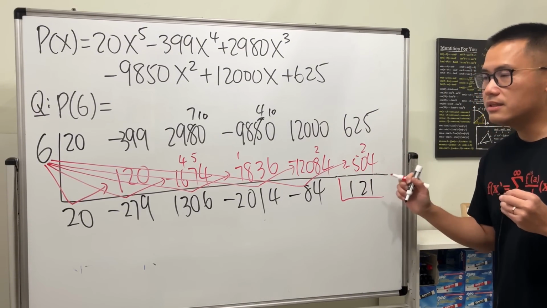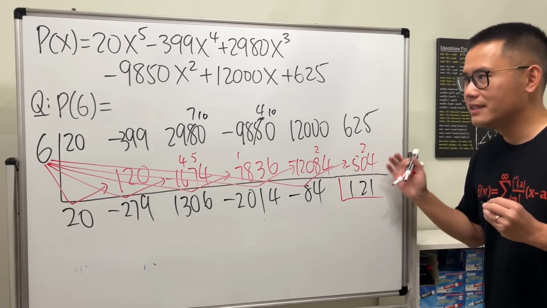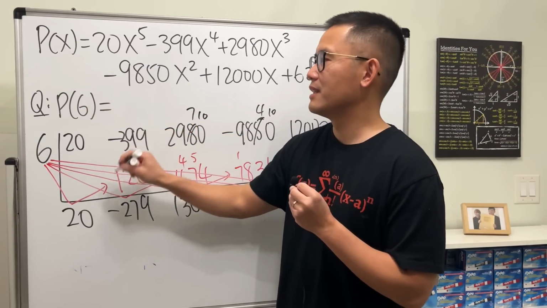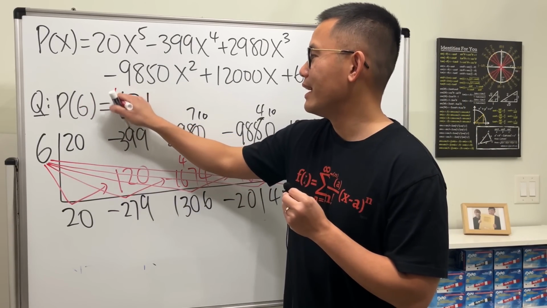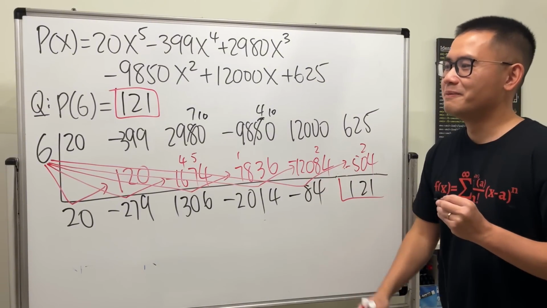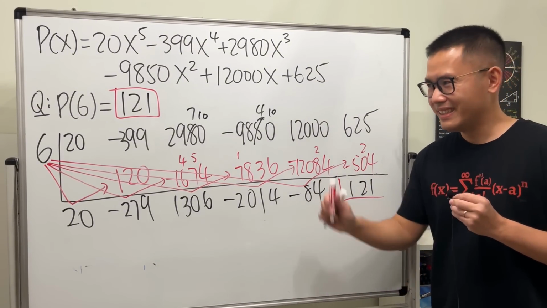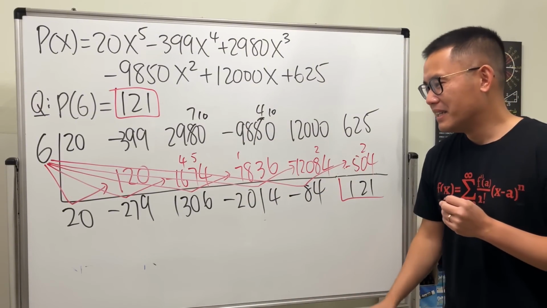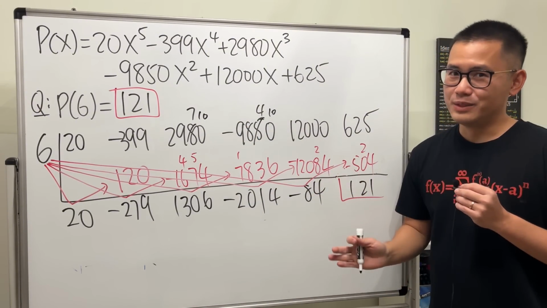And this right here is the remainder. And in fact, this is the answer for p of 6. It's 121. And we are done. Seriously, right? I guarantee you that is the answer. Now, let's talk about why this works.